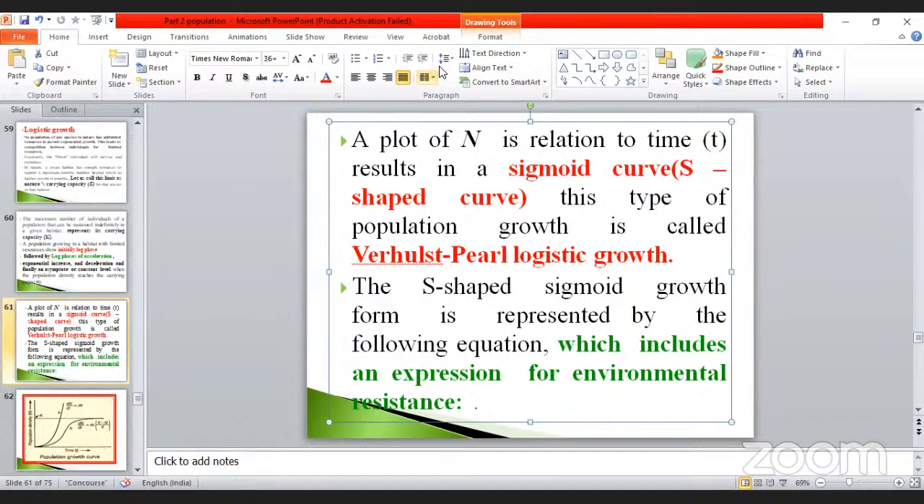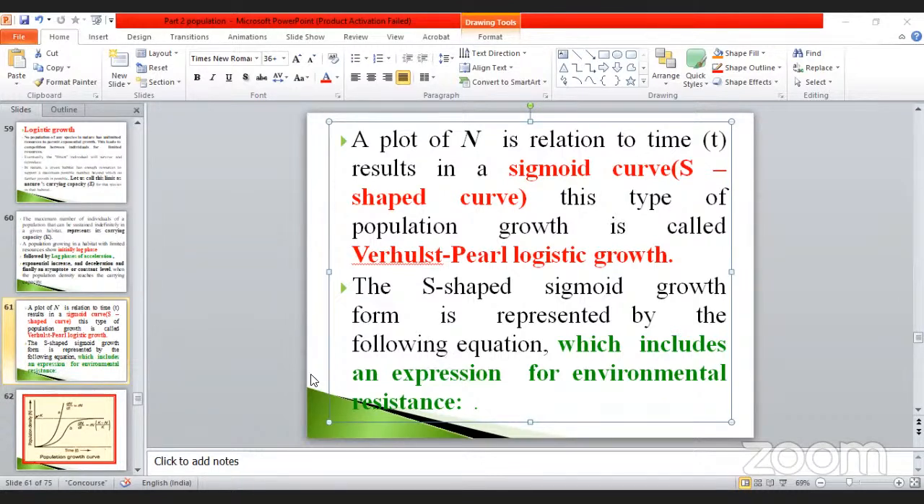So sigmoid shape, you must note it down. S shape is also called sigmoid shape. Population growth is otherwise called the Verhulst-Pearl logistic curve, VP logistic curve, growth curve. Like that, you may tell us. Which one is expressed here? The environmental resistance. Don't forget, my dear. This is very, very important.